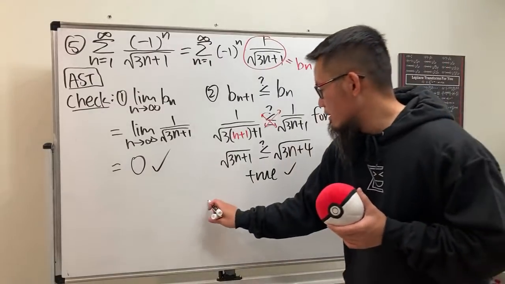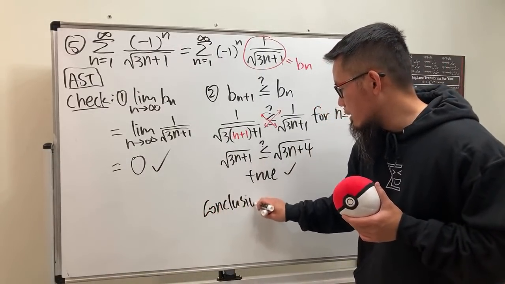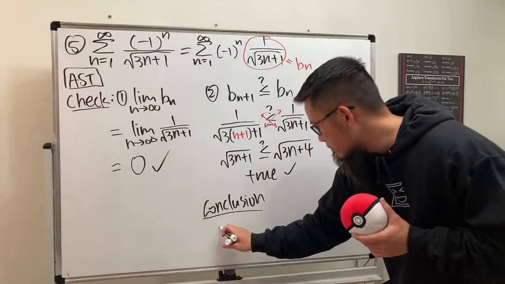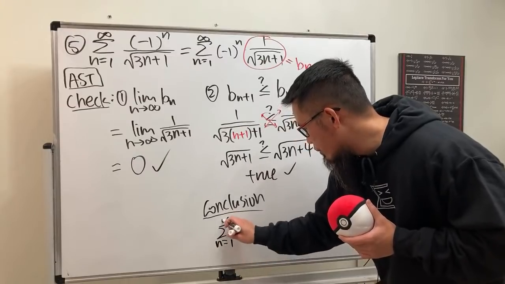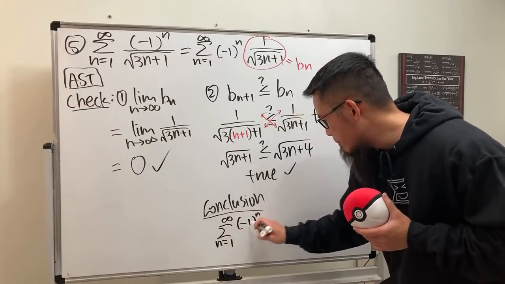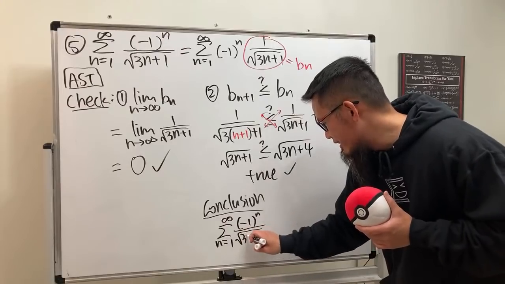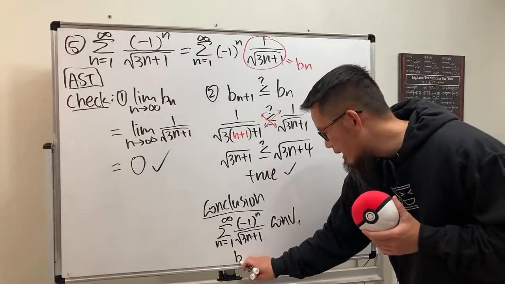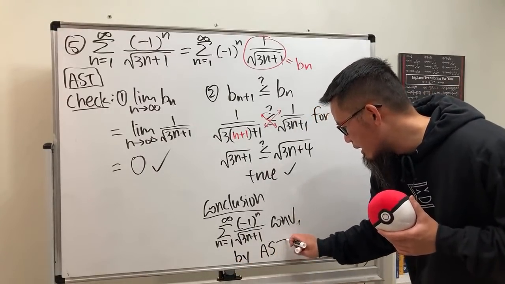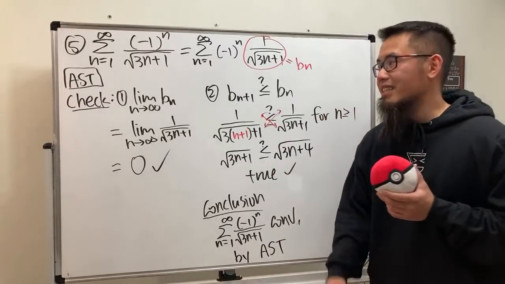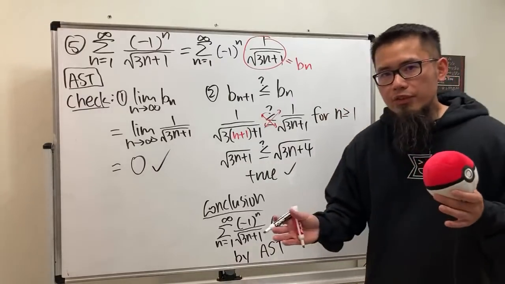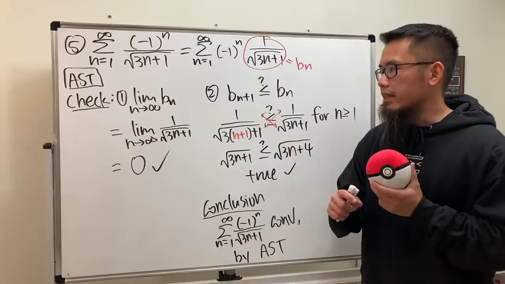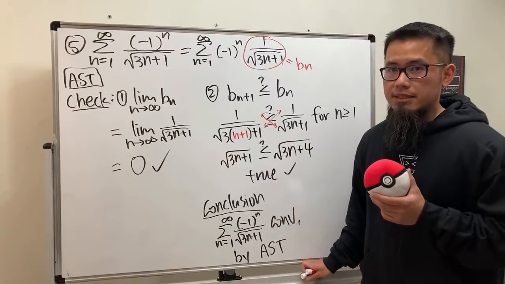So, conclusion: the series as n goes from 1 to infinity, negative 1 raised to the nth power over square root of 3n plus 1, this right here, converges. Why? By the alternating series test. And that is it. Again, if the question is only asking you, does this converge? The answer will be yes, and the reason is the alternating series test.